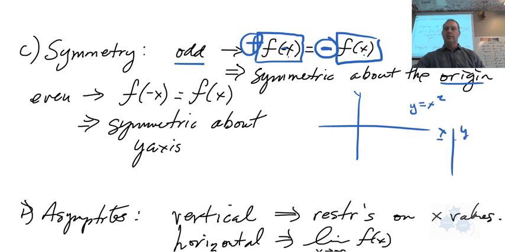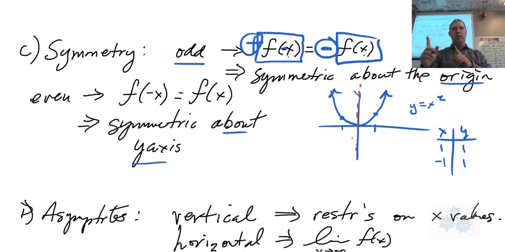Let's do a table of values. So if I put in 1, I get 1. If I put in -1, I get 1. And so y equals x squared kind of looks like this. We know that's a parabola. +1, 1. -1, 1. And the symmetry is about the y-axis. So here's the y-axis, and it's a symmetry about a line. The odd function is symmetry about a point. That's rotational symmetry.